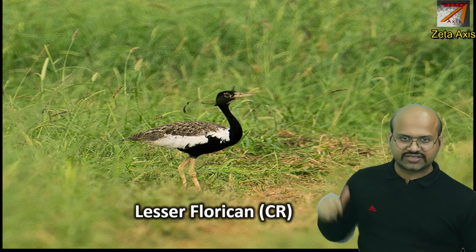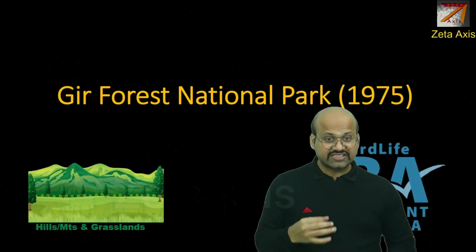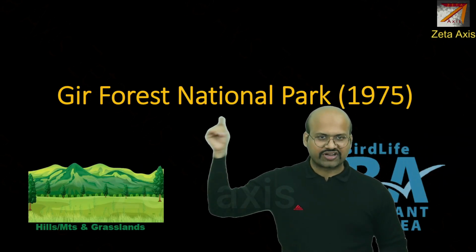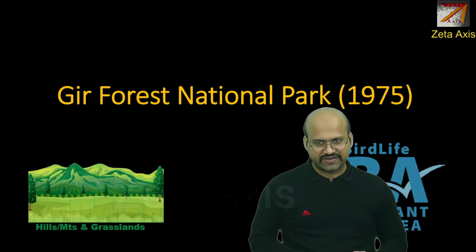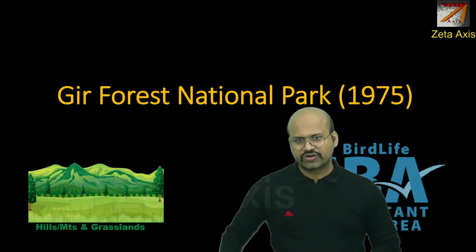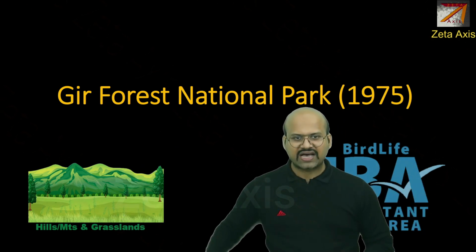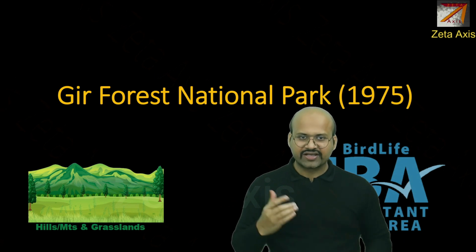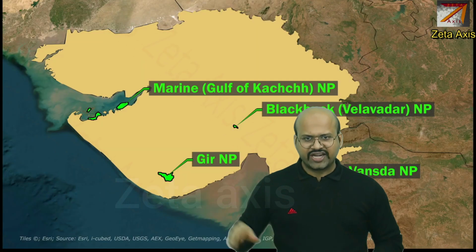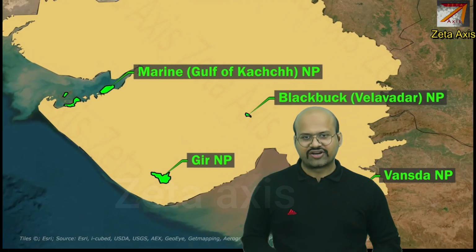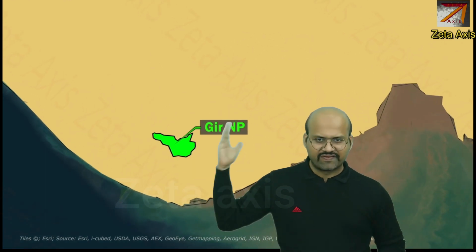The next important national park is Gir Forest National Park, established in 1975. This national park also has some part as hills and some part as grasslands. It is also an important bird area under BirdLife International. It is located in the southern side of Gujarat, in the Kathiawar region.